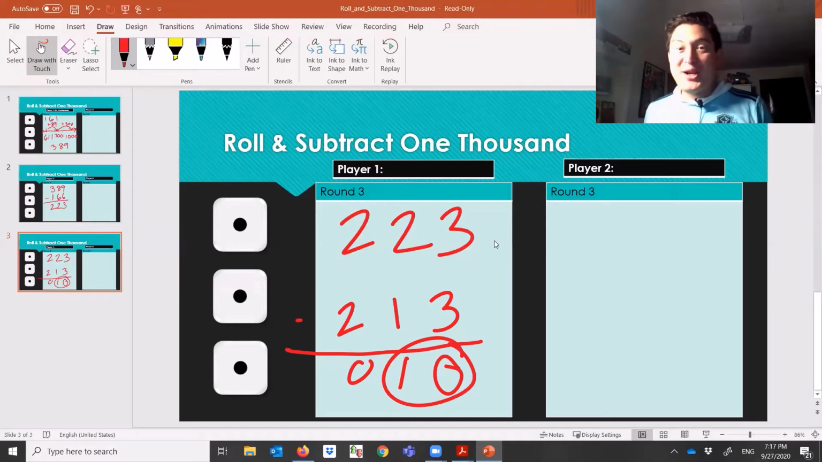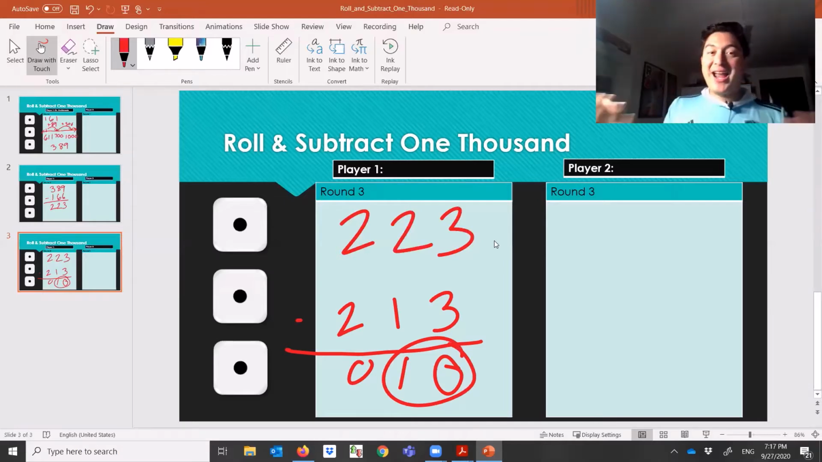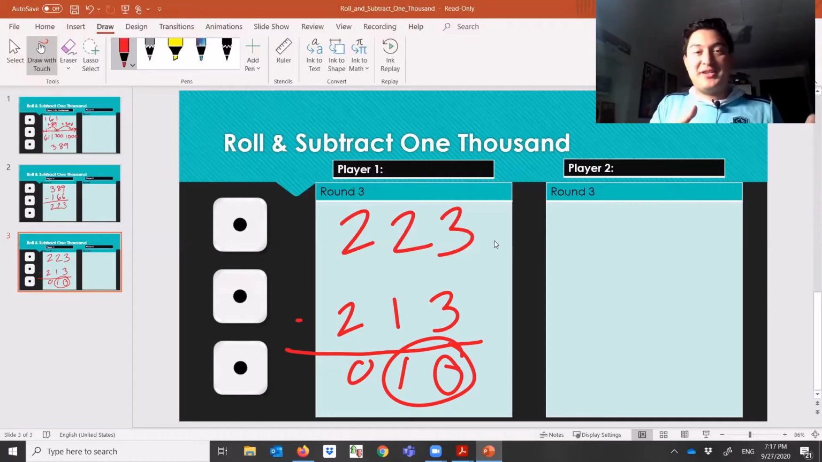That is pretty good. So again, you can play by yourself. If you're playing with somebody else, you take alternate turns, and whoever gets closest to 0 is the winner. That was actually pretty fun. So that's the game.